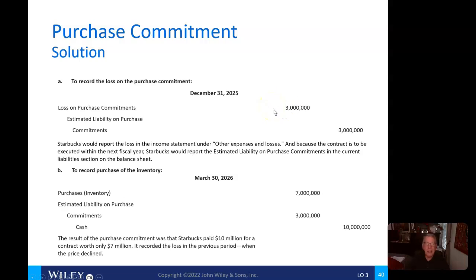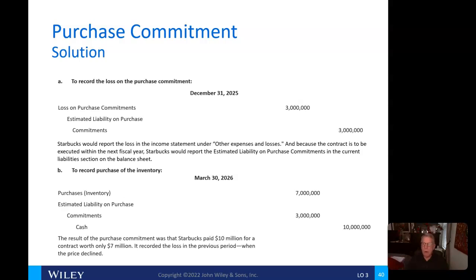Here, to record the loss, the difference between 10 million and 7 million, we get a $3 million loss on purchase commitments. And the credit is going to be estimated liability on purchase commitments. Starbucks would report the loss in the income statement under other expenses and losses. And because the contract is to be executed within the next fiscal year, Starbucks will report the estimated liability on purchase commitments in the current liabilities section of the balance sheet.